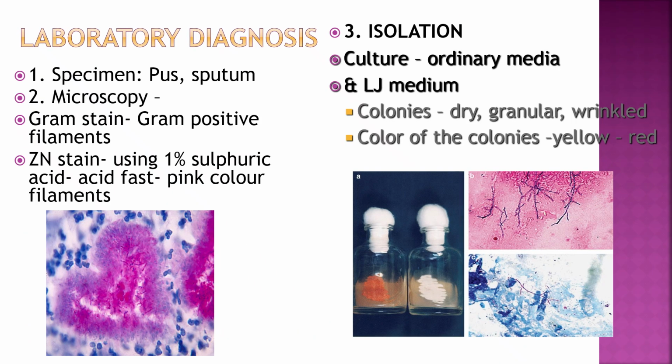Laboratory diagnosis. Specimens: pus, sputum. Microscopy: gram stain shows gram-positive filaments in a mycelial network, and ZN stain using 1% sulfuric acid shows them as acid-fast filaments. Isolation: culture on ordinary media and LJ media. Colonies are dry, granular, wrinkled. Color of the colonies is yellow-red.